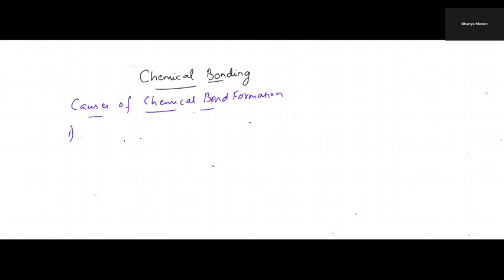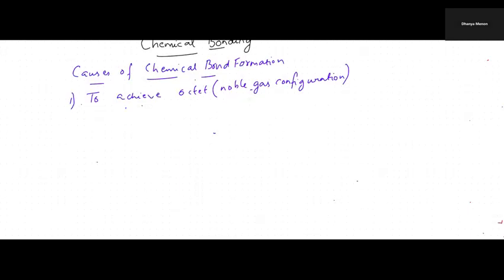So our first reason is to achieve octet. Octet means what kind of configuration it is? Noble gas configuration. To achieve noble gas configuration, which is considered to be a highly stable configuration. Okay, now noble gas configuration is what kind of configuration? Stable configuration. Okay, for example, this is 1s2.